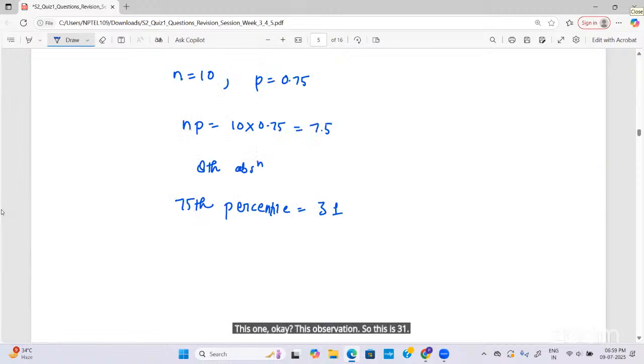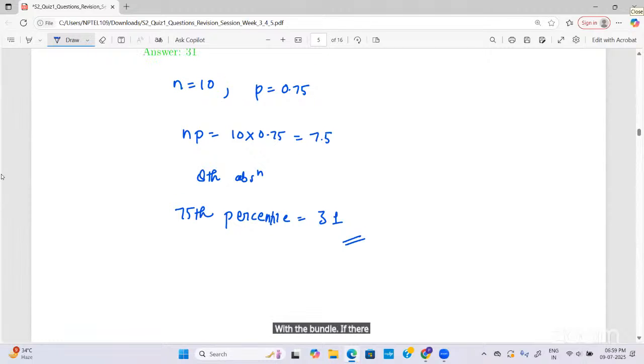So 31 is the answer. Sorry, in terms of 99%, that is a thing. Could you clarify the part? I get ambiguous with the part. If there is 99%, I think I still remember there is a kind of ambiguous situation. How do you consider that the 99%?